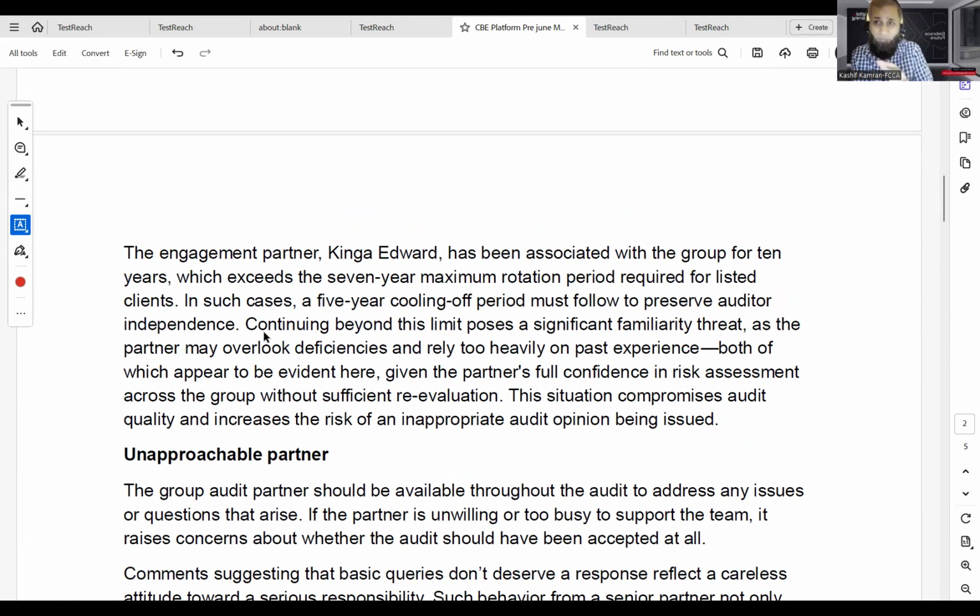Now, on the cooling off period, we know there are different jurisdictions. We are following a principle-based approach in AAA. Now, the cooling off period is 2 years. The cooling off period is also 5 years. So even if a student wrote 2 years, I didn't mark it wrong because in different jurisdictions, we have different answers. So this student wrote a 5-year cooling off period, which also exists because you're looking at an international stream of the AAA paper. So that's very acceptable.